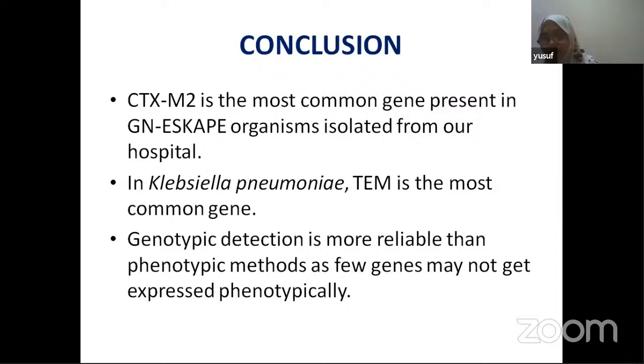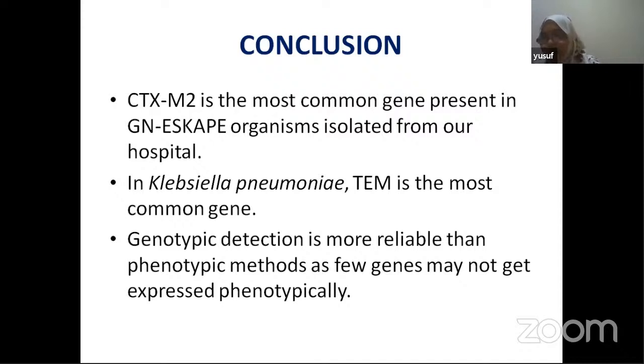And regarding genotypic detection, I have found that it is more reliable than phenotypic methods, because in my study, 34% of the Klebsiella pneumoniae isolates and 15% of Enterobacter isolates were found susceptible to third generation cephalosporins phenotypically. Although when I did the multiplex PCR, those resistance genes were present but have not been expressed phenotypically yet. They might show the resistance in the future. So this susceptibility indicates that these genes that haven't been expressed till now will get expressed in the future.